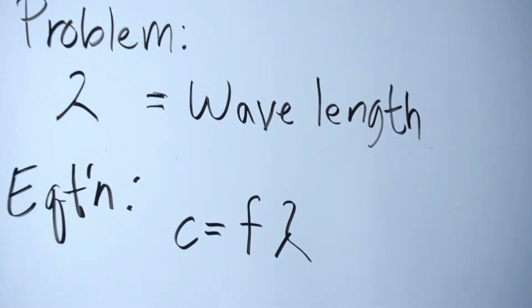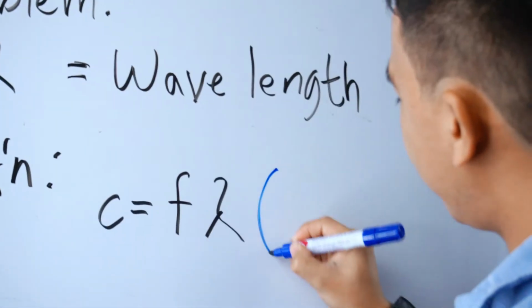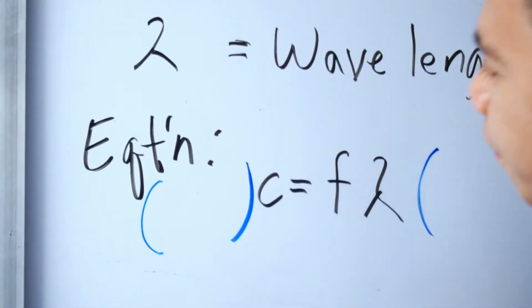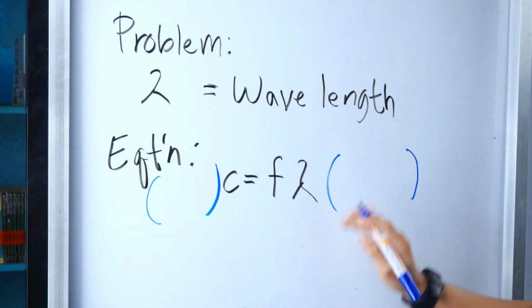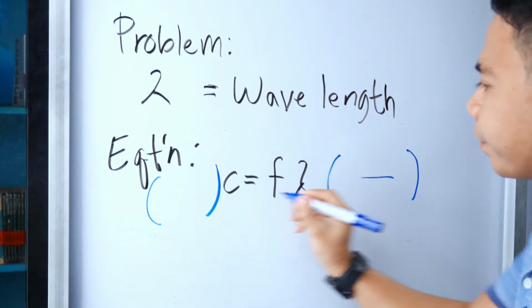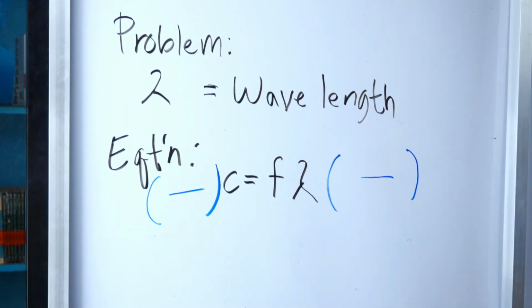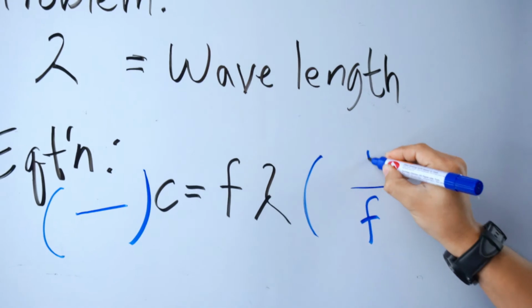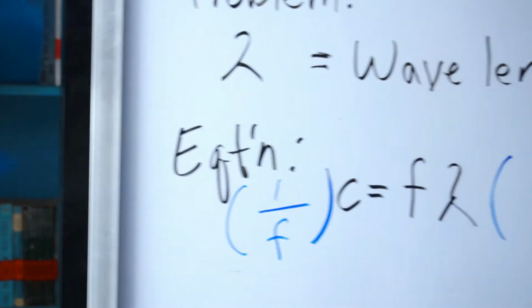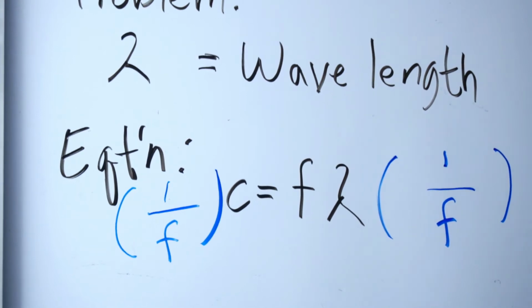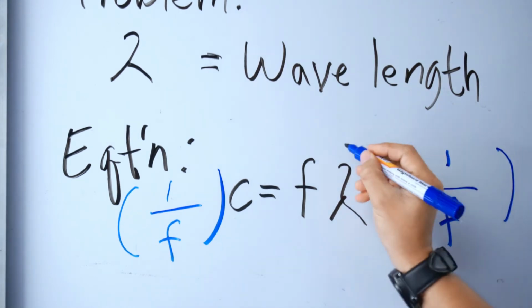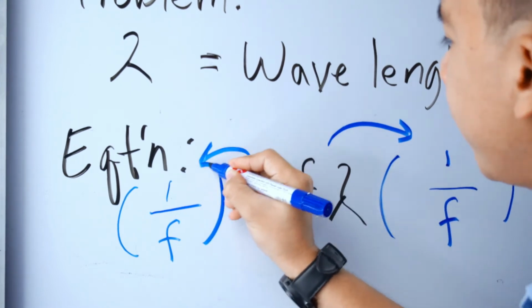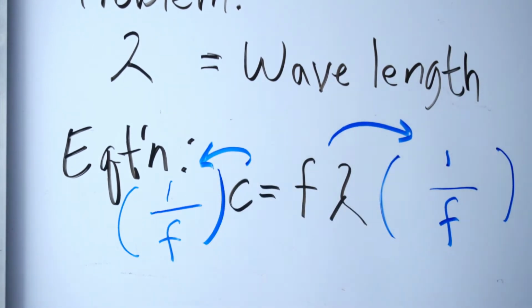So, we're going to apply the properties of math, which is the reflexive property of math. We're going to derive this equation to have the lambda only. So we cancel out the frequency. But first, we're going to multiply, since this is the reflexive property of math. So, we have 1 times C. That is C.